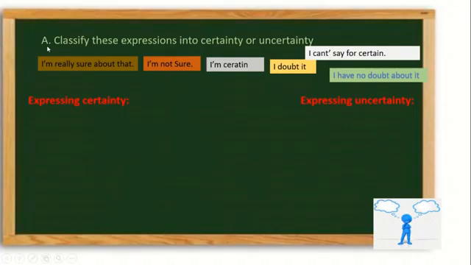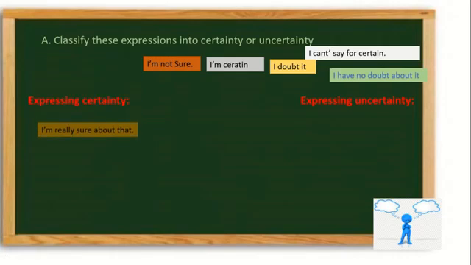The first part, task A, says classify these expressions into certainty or uncertainty. I am really sure about that. I'm not sure. I'm certain. I doubt it. I can't say for certain. I have no doubt about it. If we begin with the first expression, I am really sure about that, does it belong to expressions of certainty or uncertainty? Very good. It belongs to expressing certainty.